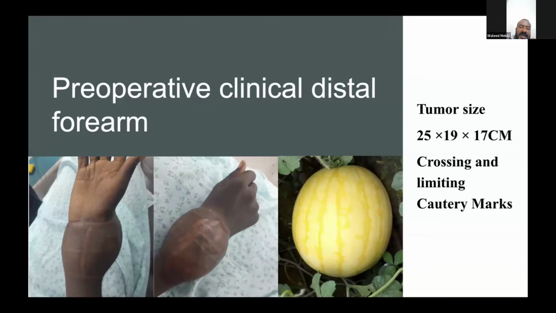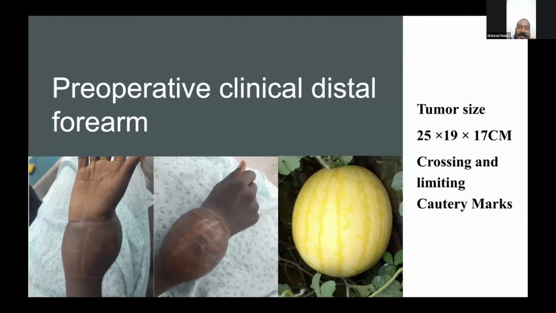They cross longitudinally and transversely. If you focus, you can notice that there were limiting cautery marks on the proximal and distal ends of the tumor. According to his belief, this could help limit the tumor spread. But he told me that he was afraid that the tumor could rupture.